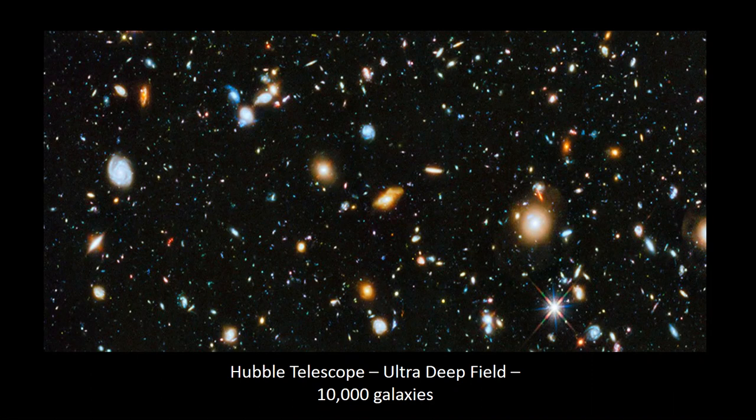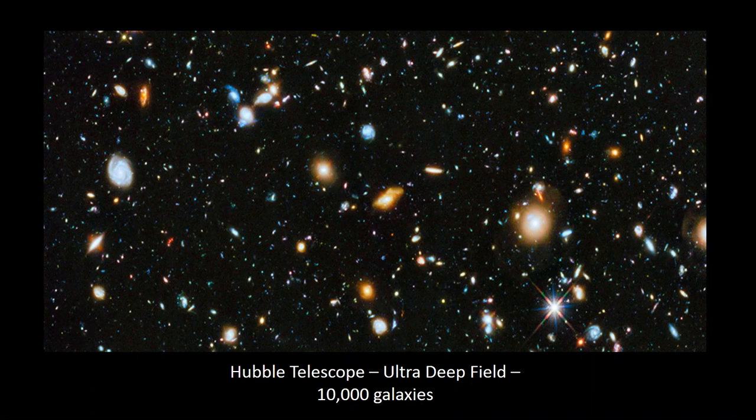So this is an image from the Hubble telescope. It's an ultra deep field image. This took many years. This isn't a snapshot. This is many images over several years that were composited together. This image is of 10,000 galaxies. So every single speck that you can see in this image is another galaxy.